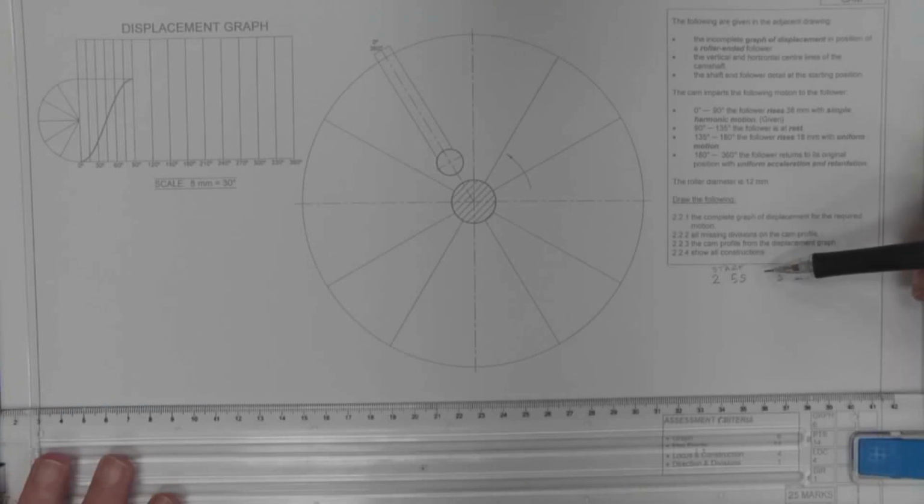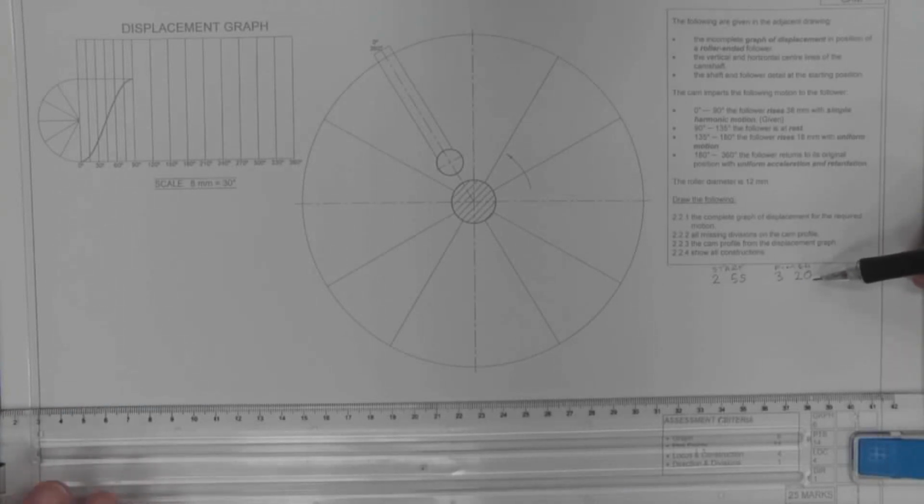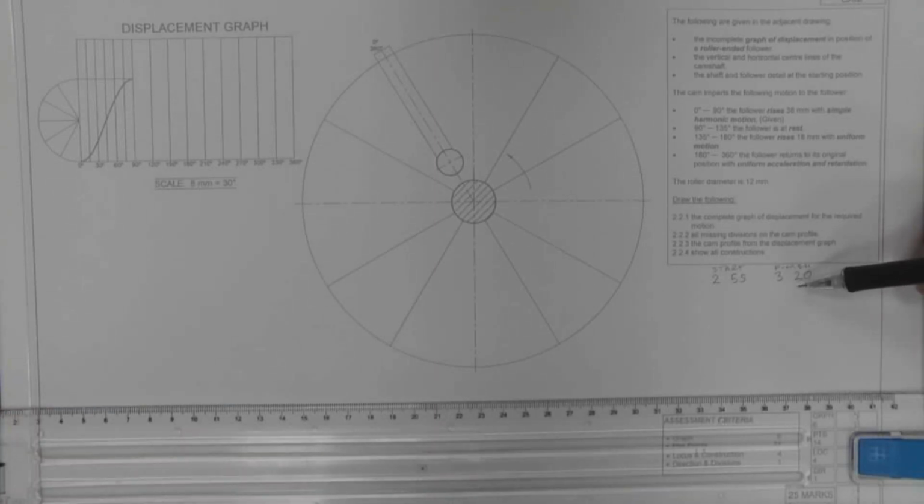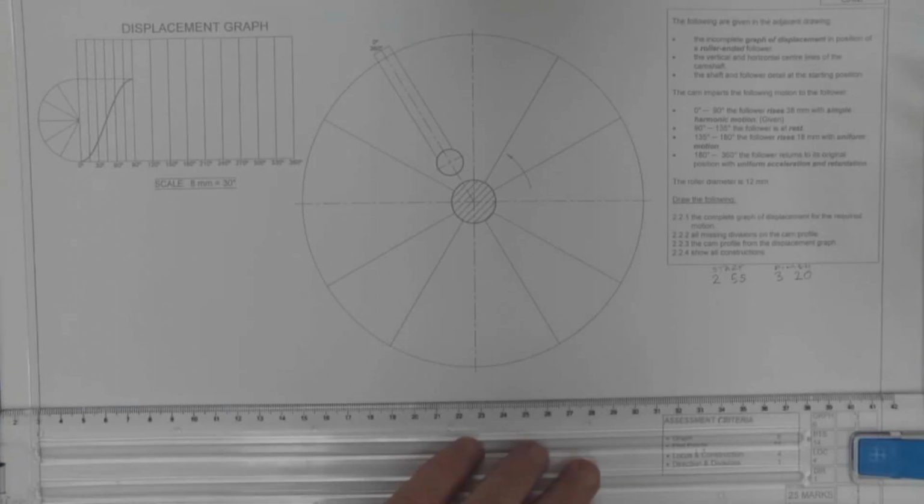Always take a look at your start time and try and make sure that you finish in the allocated time. Because this is only a 25 mark CAM, you'll only have 25 minutes. I'm starting at 2:55. I need to be finished by 3:20. So if we follow the question here, they've asked you to complete the graph of displacement, put in any missing divisions on the CAM profile, draw the CAM profile and show all constructions.